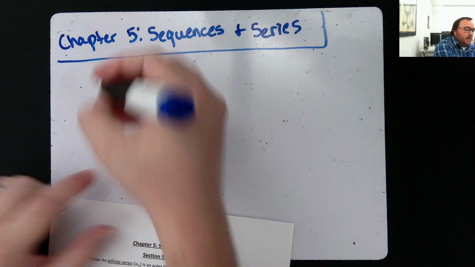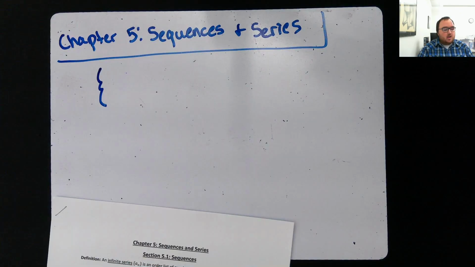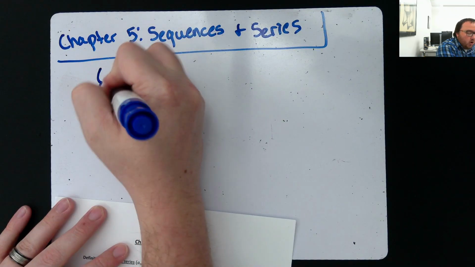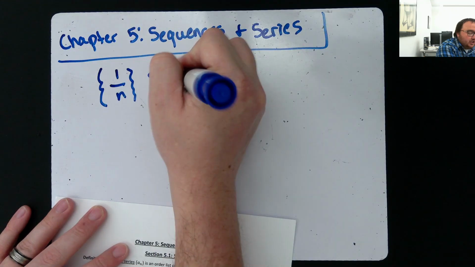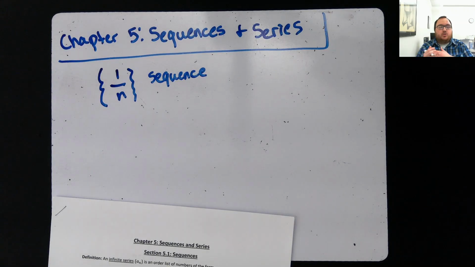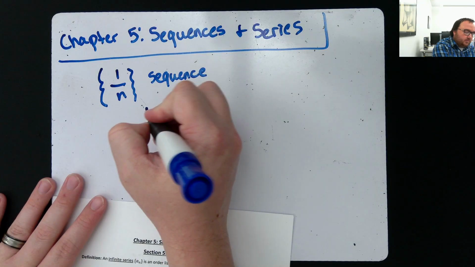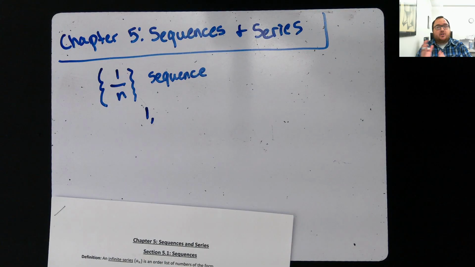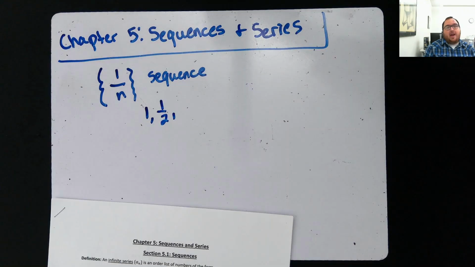An example would be, first of all, the brackets like this mean the set of. So, the set of all terms that look like 1 over n. This is a sequence because it's just a list, right? I'm not doing anything. I'm just going to list them out. So in this case, a_1, my first term, would be 1 over 1, which is 1. My next term, a_2, would be 1 over 2. My next term, a_3, would be 1 over 3.